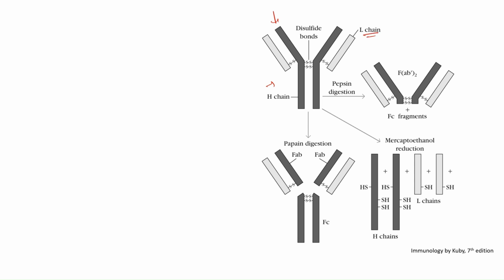Now in this light chain we have two segments, one is variable and one is constant. Similarly, even in the heavy chain we have variable and constant. In some antibodies we will have three constant regions, and in some we have four constant regions. All these light chains and heavy chains are connected with disulfide bonds, and in the center here we have the hinge region.